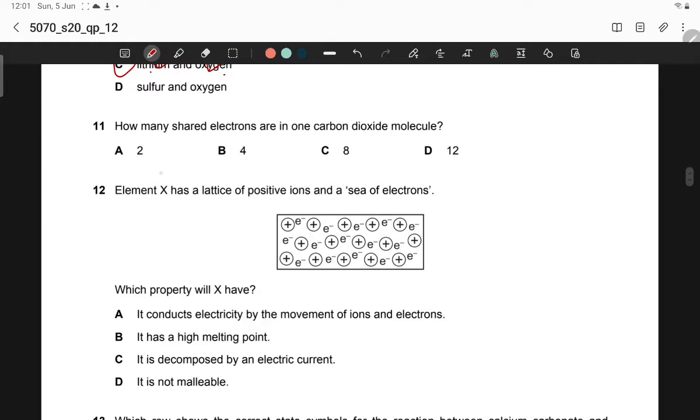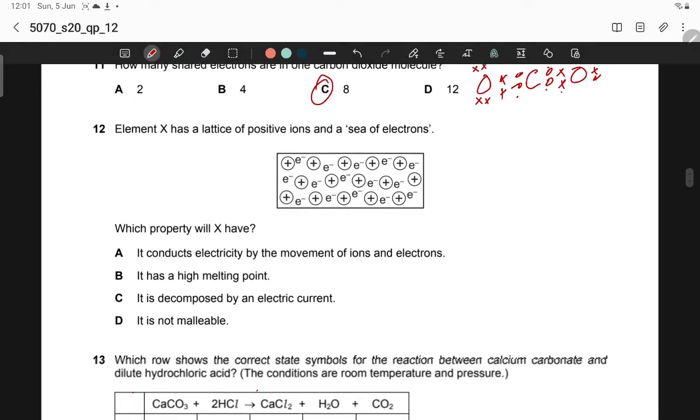Question number 11. How many shared electrons are in one carbon dioxide molecule? This is the carbon dioxide molecule. This is 1, 2, 3, 4, 5, 6, 7, 8. C is the best option.